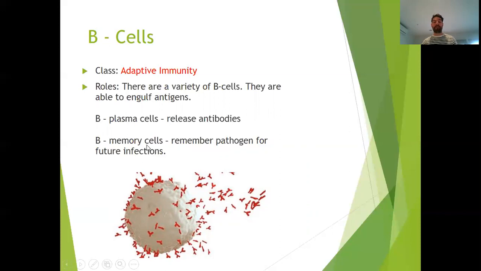We also then have B memory cells, and they're cells that stick around for a long, long time after an infection that help us, I guess, recognize the pathogen if we encounter it again. That's why when you take, say, something like a measles vaccine, those memory cells store that so that you won't get measles again. We'll get to how vaccines work with memory a little bit later on this term as well.